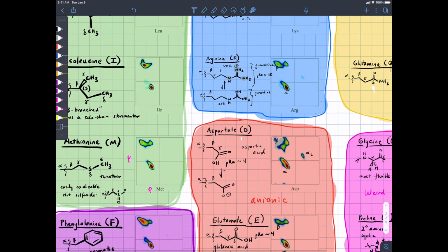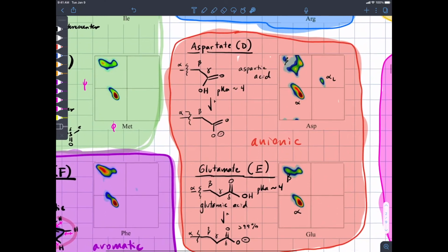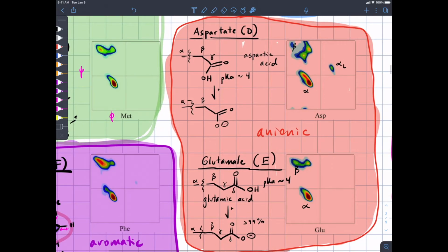Here are the negatively charged ones. These are kind of boring. They just what you would expect if you wanted to put carboxylic acid on a side chain. So for aspartate, you can call it aspartic acid, but at physiological pH it exists as its conjugate base form, which is why I'm calling it aspartate.